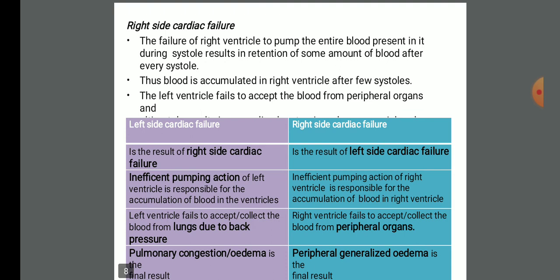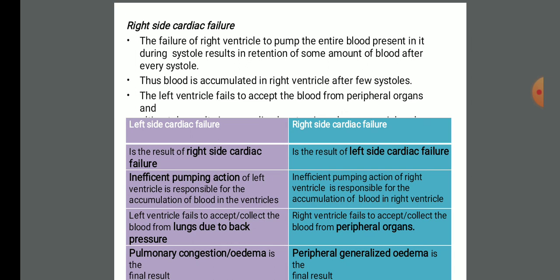Second class is right side cardiac failure. The failure of the right ventricle to pump the entire blood present in it during systole results in retention of some amount of blood after every systole. Thus, blood is accumulated in the right ventricle after a few systoles. The right ventricle fails to accept the blood from peripheral organs.